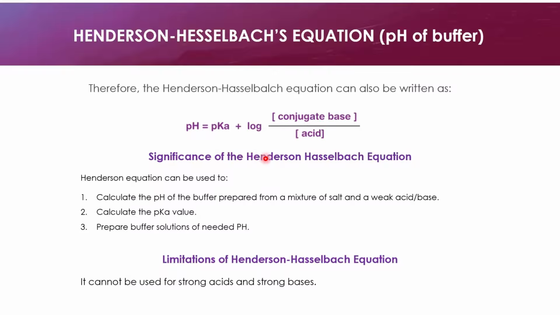Significance of the Henderson-Hasselbalch equation. The Henderson equation can be used to, one, calculate the pH of a buffer prepared from a mixture of salt and a weak acid or a weak base. It can be used to calculate the pKa value, and it can be used to prepare buffer solutions of needed pH. Limitations of the Henderson-Hasselbalch equation: it cannot be used for strong acids and strong bases.